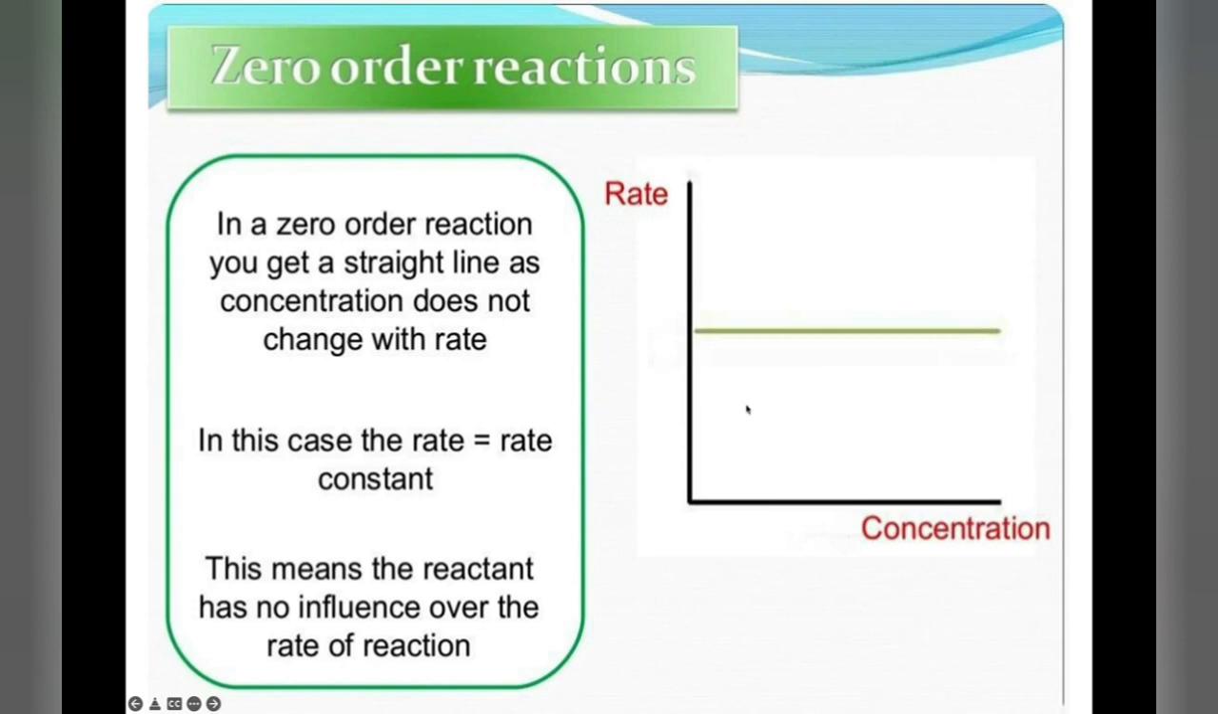Now next is zero order reaction. What is meant by zero order reaction? When you plot a graph with the rate on the y axis and concentration on the x axis, you get a straight line which is parallel to the x axis, because the concentration does not change the rate. So here the rate will be equal to the rate constant itself, because the reactant has no influence over the rate of the reaction.